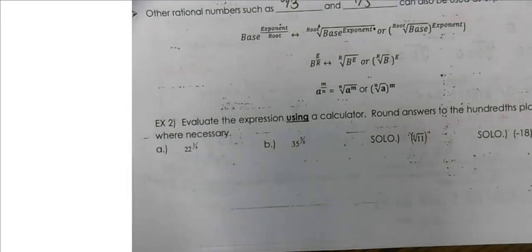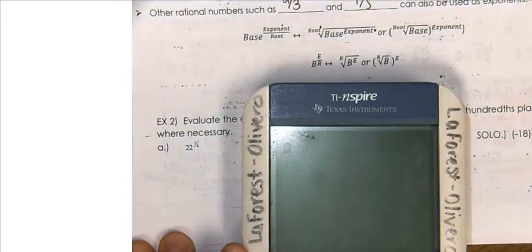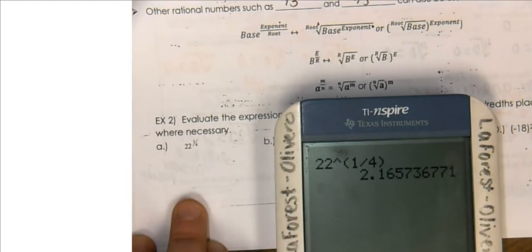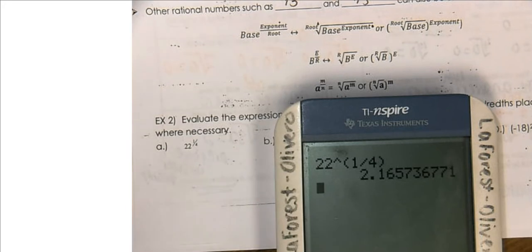So to get started, let's go ahead and work with a calculator. With our calculator, we're going to be looking at letter A. So in our calculator, I am literally going to put in 22 raised to the parentheses 1/4 power, and we're going to round our answer to the nearest hundredth. So that is going to make this 2.17.